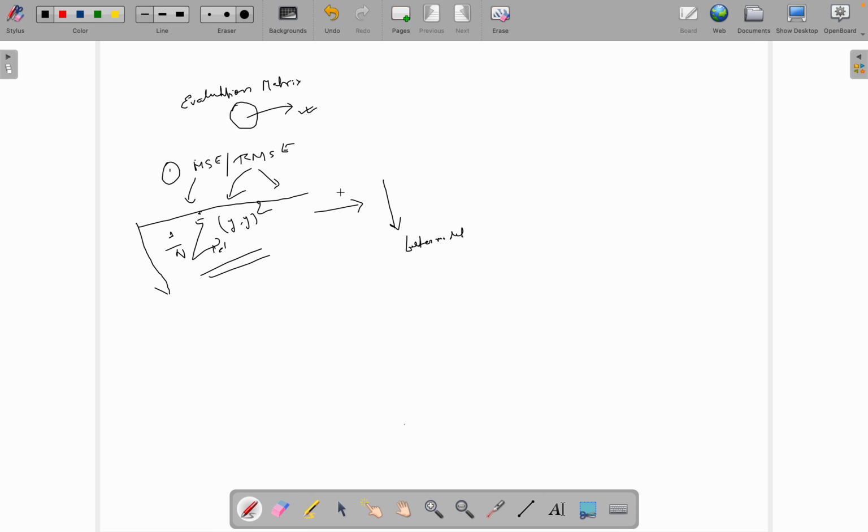So our main goal of building the model is to decrease or reduce this value, as much as we can.